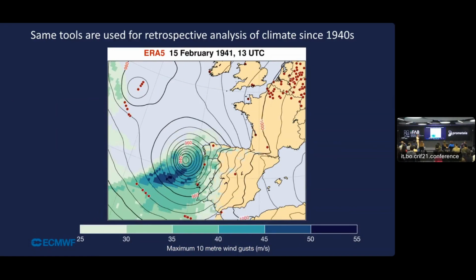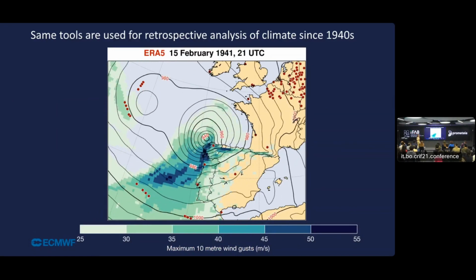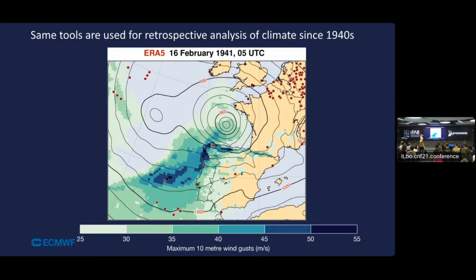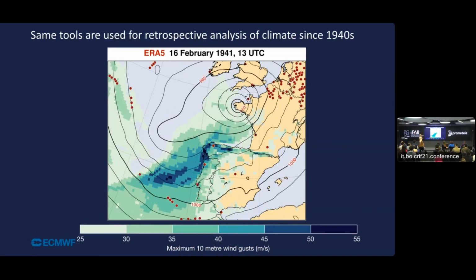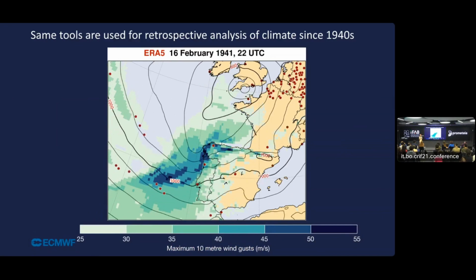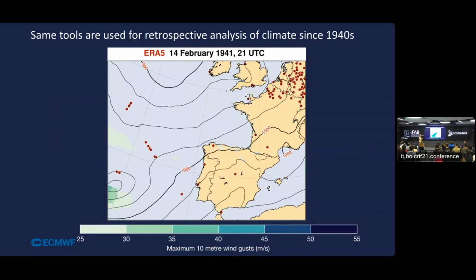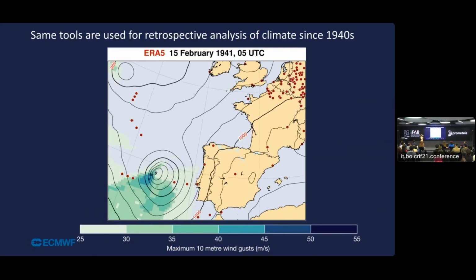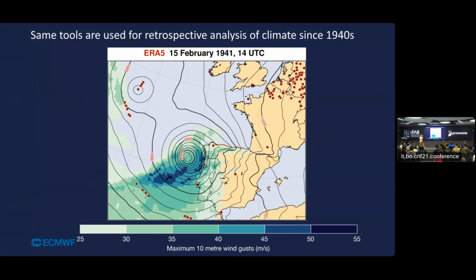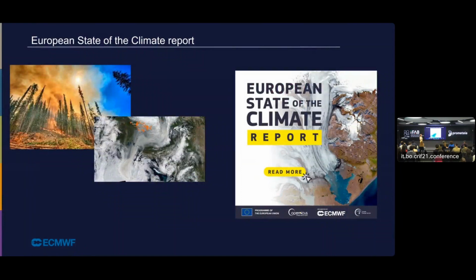We also go back in time. So as I said, we go back in time and reanalyze. And even when there were no satellites, by combining the model with a few observations, you can predict some of the storms that were there. So this is a very good resource for climate monitoring, and a lot of scientists use it. We also do a European State of the Climate report.